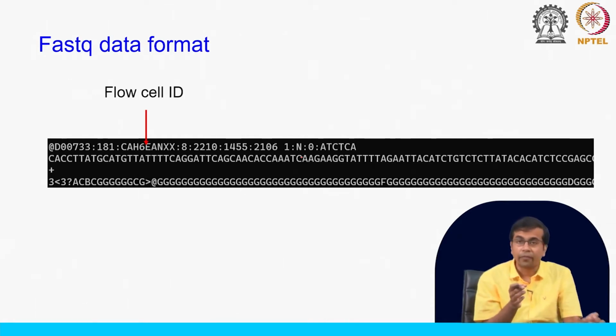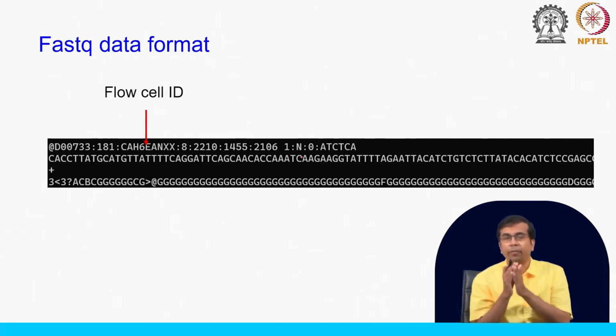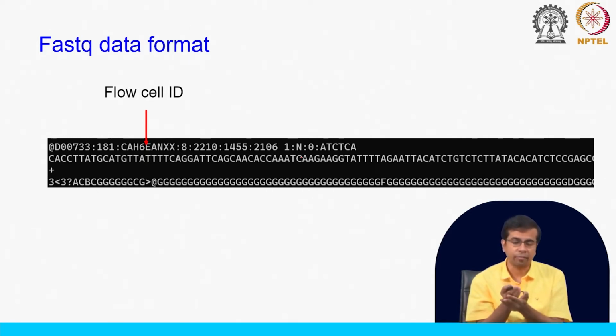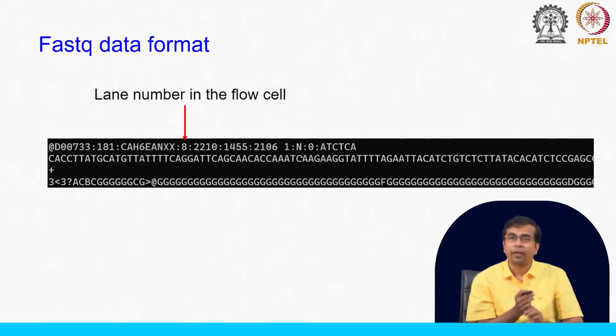Then you have the flow cell ID. So, hopefully you remember the concept of flow cell. All the sequencing in Illumina is done on flow cells. So, this is the flow cell ID, and every flow cell has a unique ID. Then you have the lane number in flow cell. If you remember the figure, you have these multiple lanes, and this is the lane number in that flow cell, 8 here.